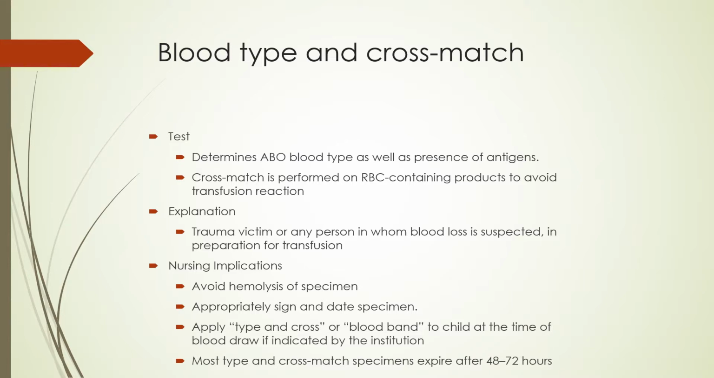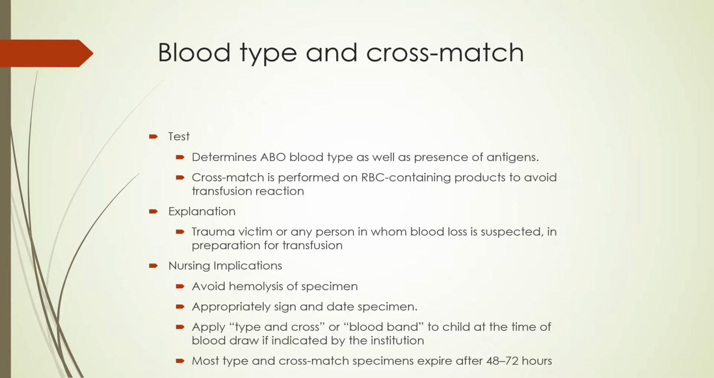Type and cross match for blood. A lot of these kids, remember I said, chemotherapy and even radiation therapy affect the bone marrow, and so they're not getting the red cells they need, and so oftentimes they will need a transfusion. So they're going to get the type and cross match, getting their ABO type as well as the antigens.